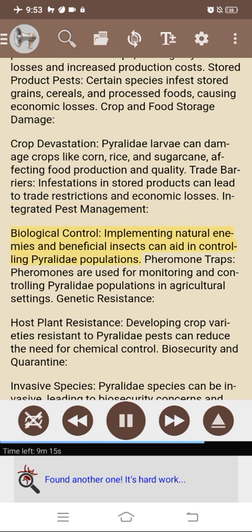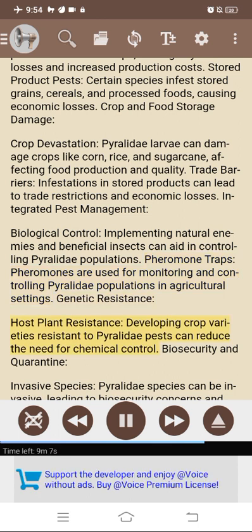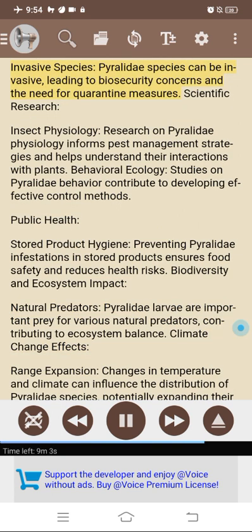Integrated pest management. Biological control: implementing natural enemies or beneficial insects can aid in controlling Pyralidae populations. Pheromone traps: pheromones are used for monitoring and controlling Pyralidae populations in agricultural settings. Genetic resistance. Host plant resistance: developing crop varieties resistant to Pyralidae pests can reduce the need for chemical control. Biosecurity and quarantine. Invasive species: Pyralidae species can be invasive, leading to biosecurity concerns and the need for quarantine measures.